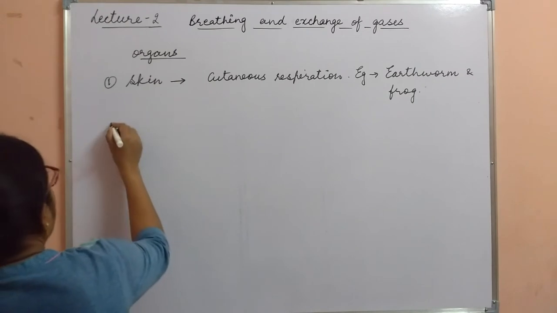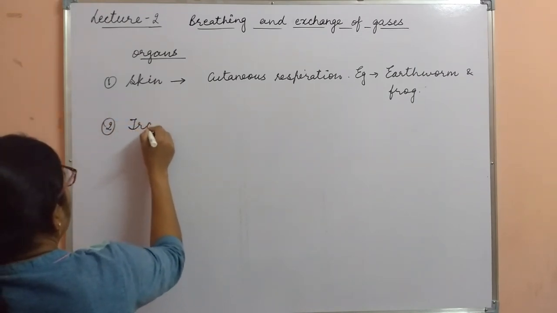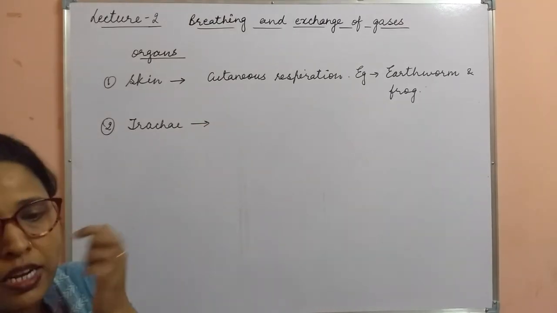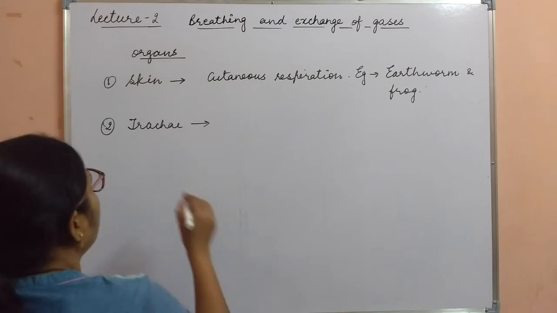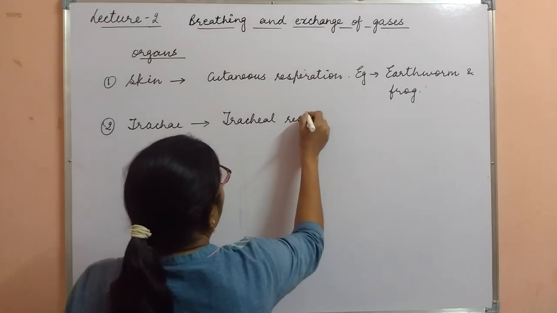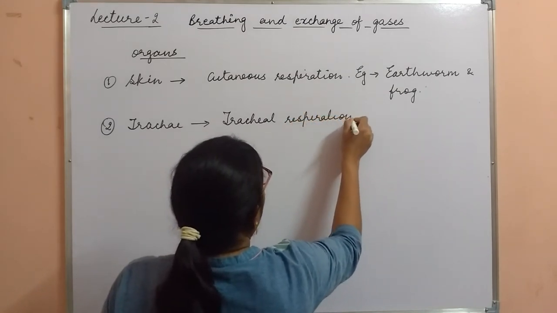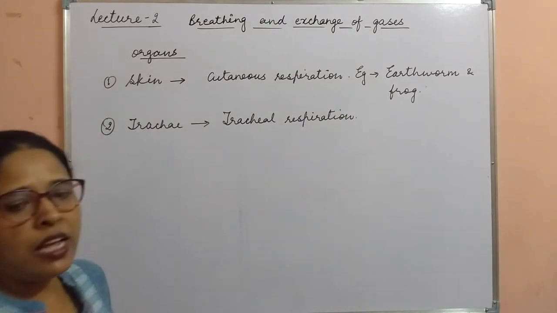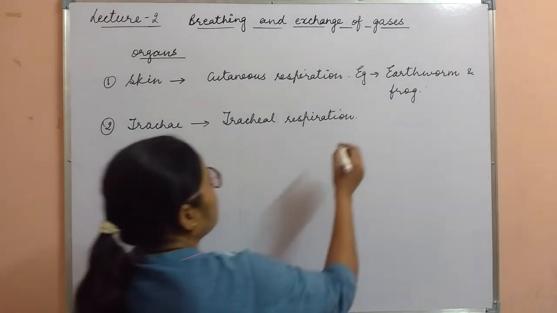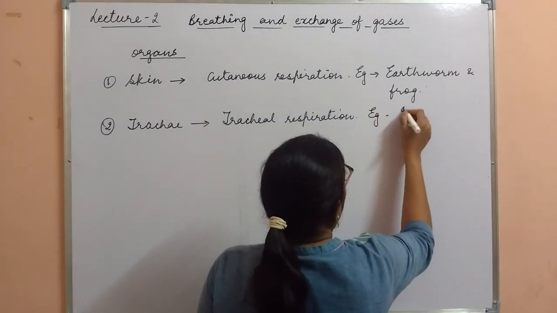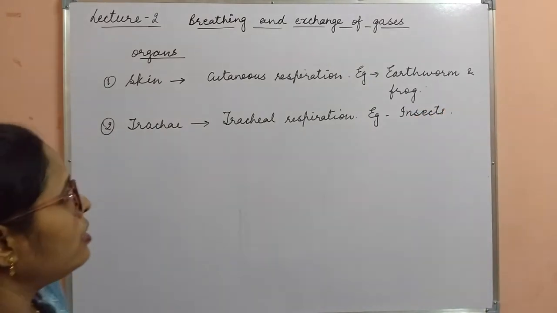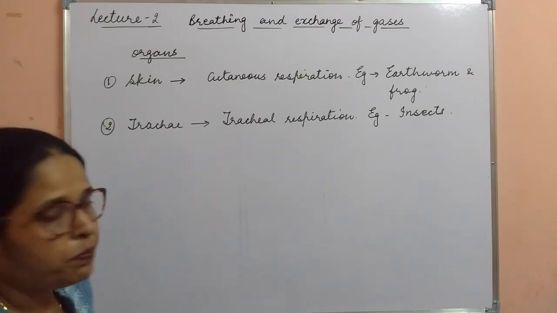The second type of respiratory organ is trachea, and this type of respiration is called tracheal respiration. The tracheae are mainly chitinous tubes. These are present in insects, for example cockroach, mosquitoes, etc. So here the tracheal system is present for respiration.